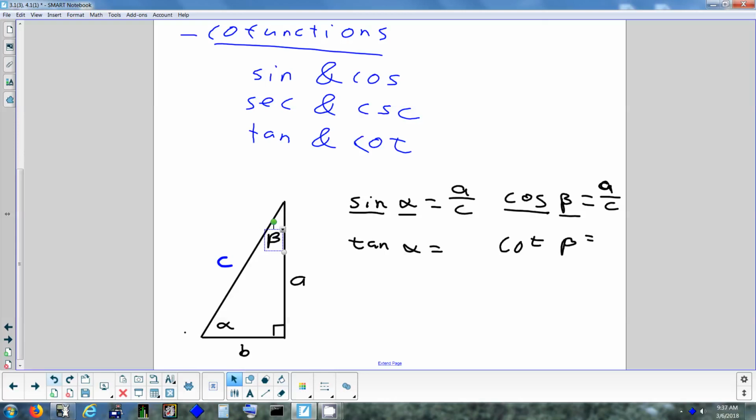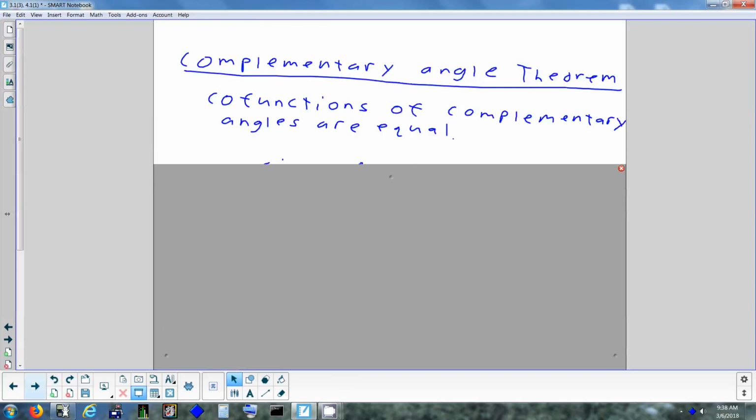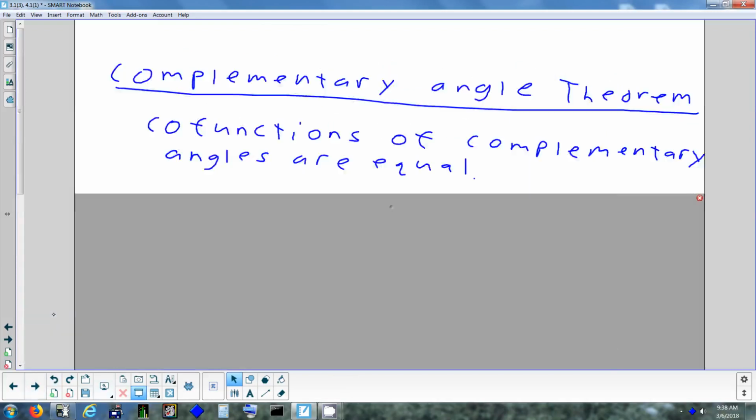So Ben, let's start with tangent of alpha. Tangent is opposite over adjacent. So what do we get for that? A over B. Yep, A over B. Now cotangent is adjacent over opposite from the perspective of beta. Adjacent is A, opposite is B from that perspective. So we got the same thing again. And that's going to keep happening. If you use cofunctions of complementary angles, you always get the same answer. And that's the complementary angle theorem. Cofunctions of complementary angles are equal.